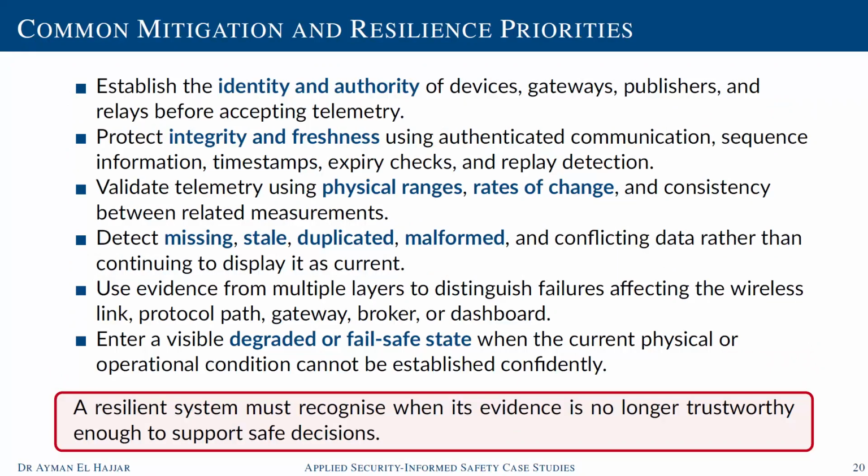To summarize, the common mitigation and resilience priorities across all three cases are quite similar. Systems must establish device identity and authority, protect integrity and freshness, and validate telemetry. They must detect missing, stale, duplicated, malformed, or conflicting data. When the current state cannot be established confidently, the system should enter a visible degraded or fail-safe condition to protect the data that it is showing on the dashboard.